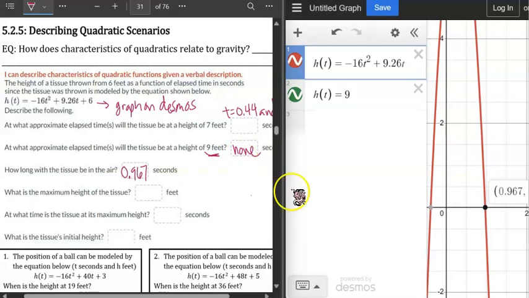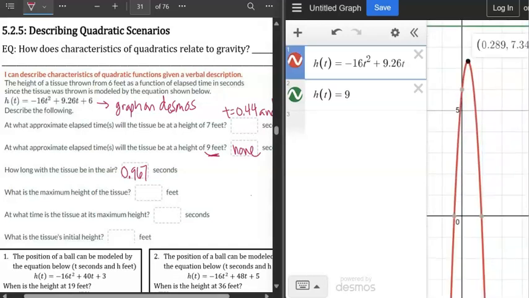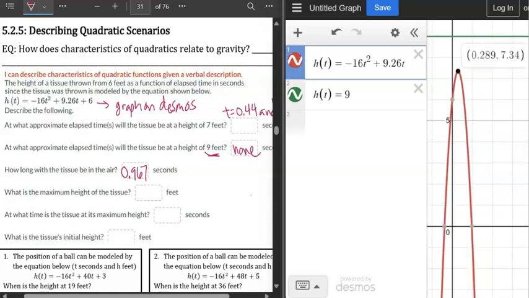What is the maximum height of the tissue? So for that one, you're going to find the vertex. So the maximum height is that second number, 7.34 feet. What time is it at its maximum height? That would be the x value, 0.289 seconds. And what's the tissue's initial height? That's the y-intercept, 6 feet.